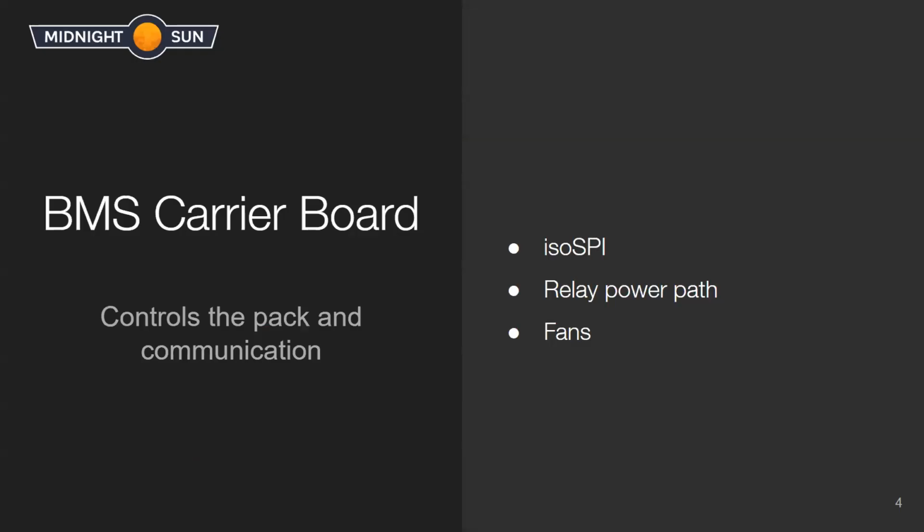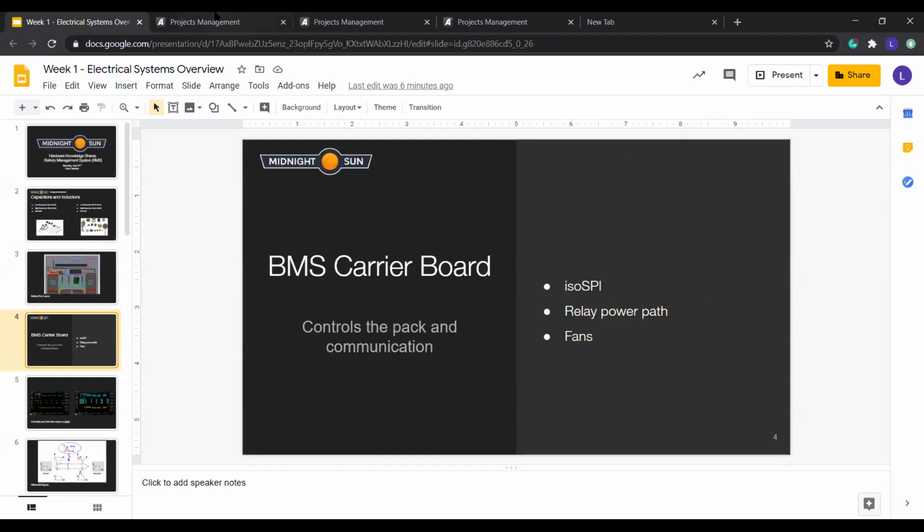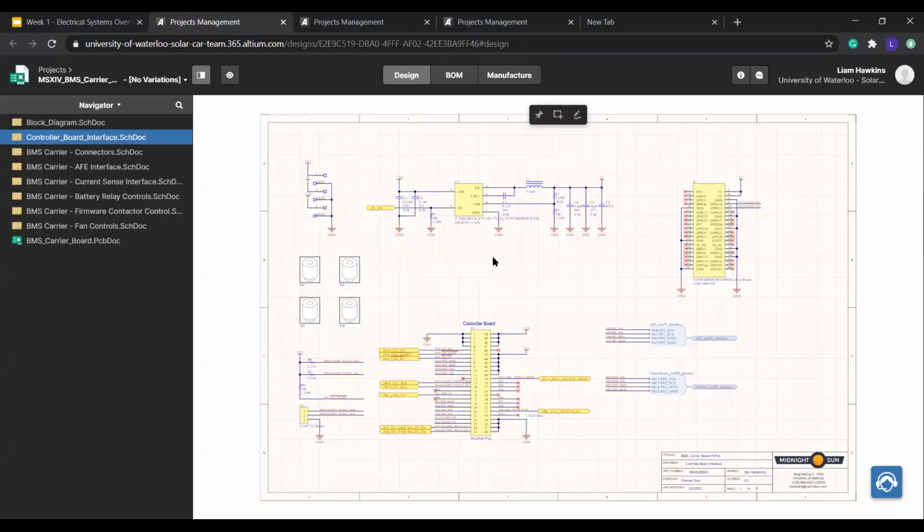So first I was going to talk about the BMS carrier. I think it's the most interesting one because there's more that it does compared to the other boards. So for this, I'm just going to go to the schematics in Altium 365.